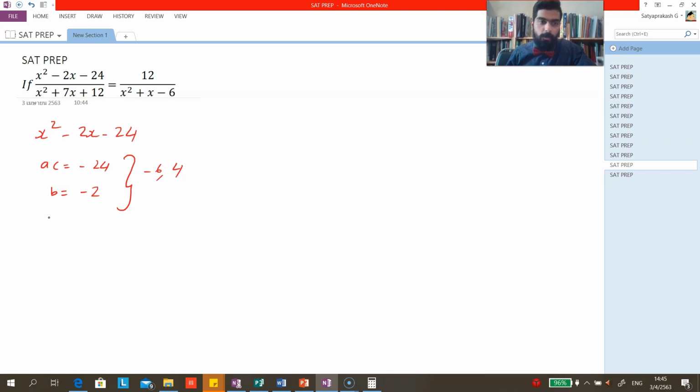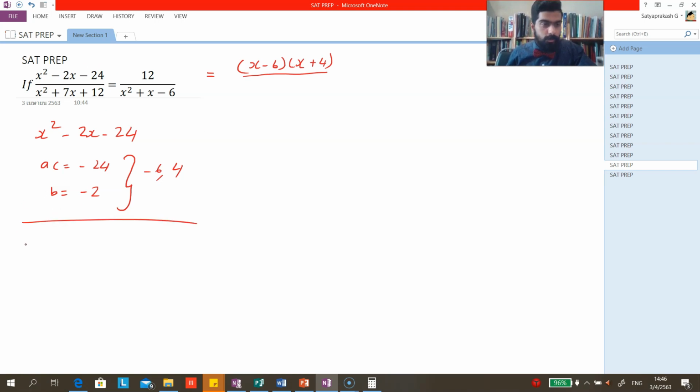So we can write the top one. Let me write it here. We can write the top one as (x minus 6)(x plus 4). So we have figured out the top one now. Let's go to the next one.